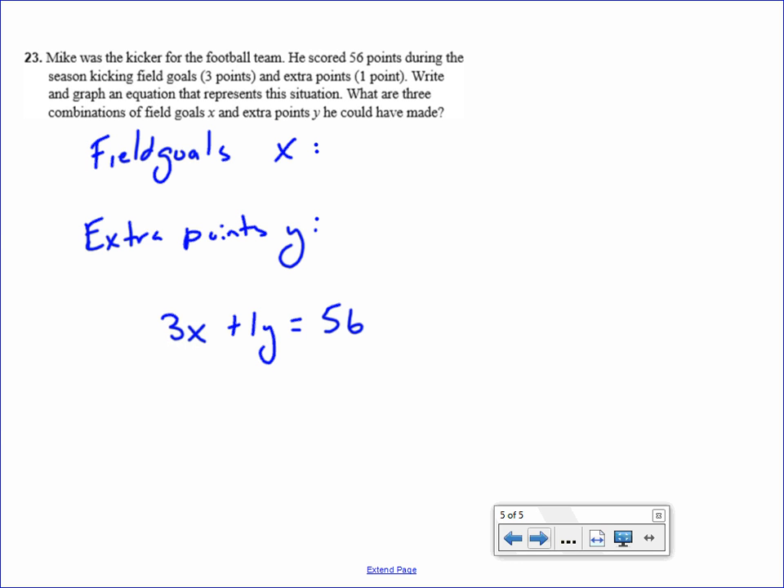Okay? So I will let you work with trying to find the three combinations and also graphing it, and that will be something that we will look at tomorrow.